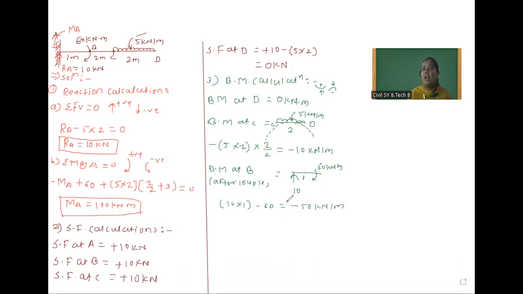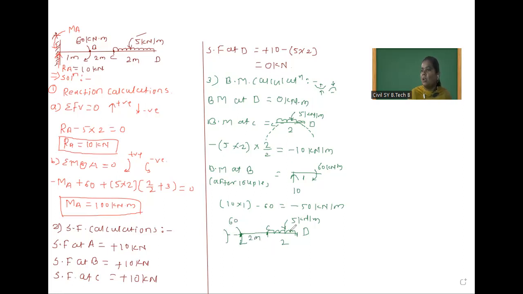Now we will check from this side whether this answer will come or not. So here is C point, here is D point. In between C to D, a uniformly distributed load of 5 kilonewton per meter is applied. This is 2 meters, and we are calculating at B point. Here, after the couple, we will consider this 60 kilonewton meter. And here the span is 2 meters.